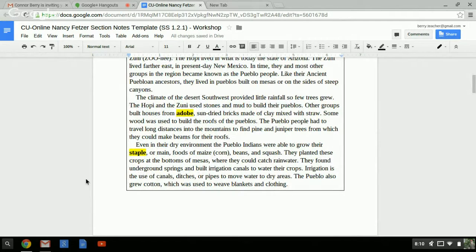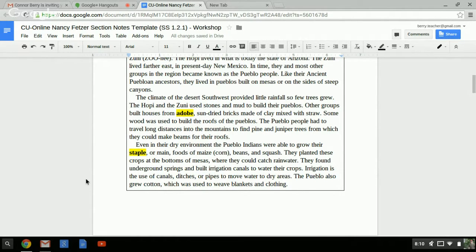So again, we're talking about the desert Southwest, and I'm going to say rain. No, there was very little rain. What else was there little of? There were also very little trees. Okay, now I have an image of rain with an X through it and a tree with an X through it. Let's keep going on this. The climate of the desert Southwest provided little rainfall, so few trees grew.